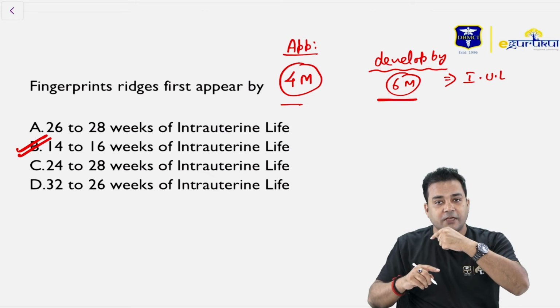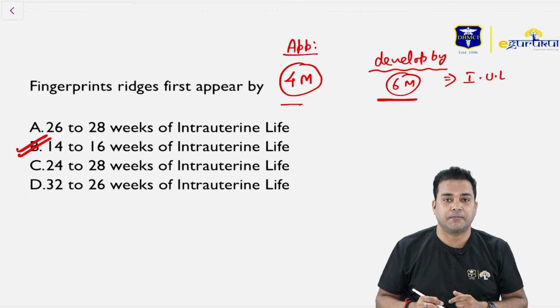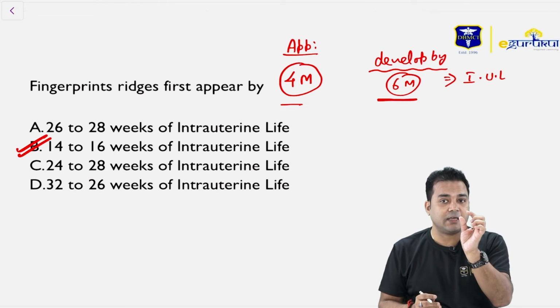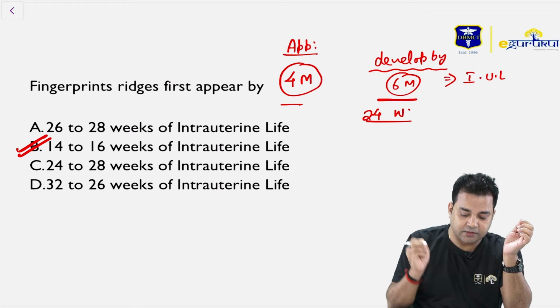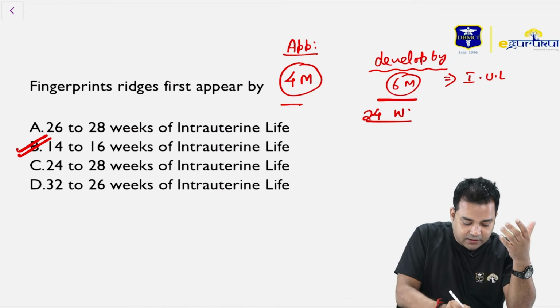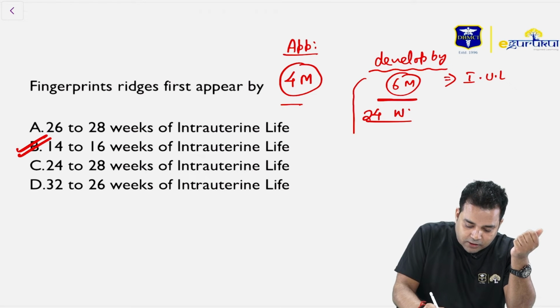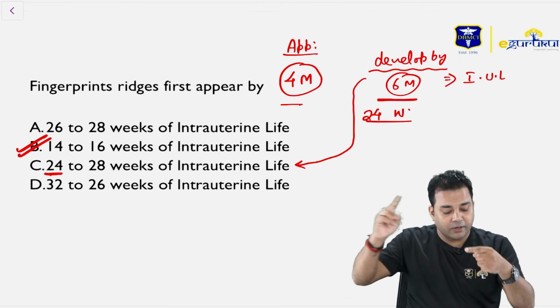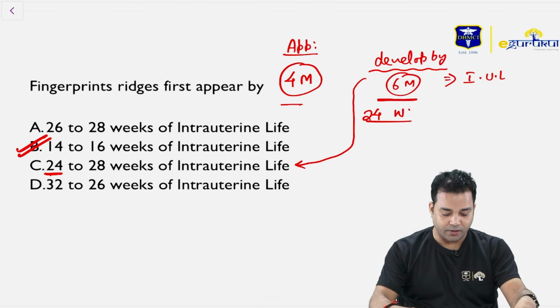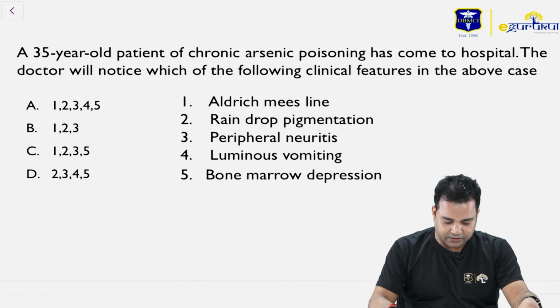Suppose the question is fingerprint ridges develop by. Fingerprint ridges develop by 6 into 4, 24 weeks. 24 weeks. Okay. So the best answer here, suppose they ask fingerprints develop by, goes with this one, 24 to 28. Okay.